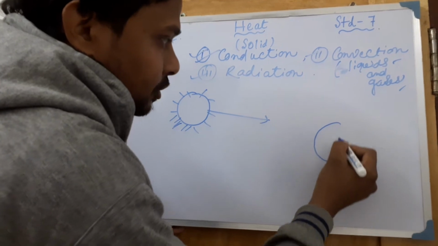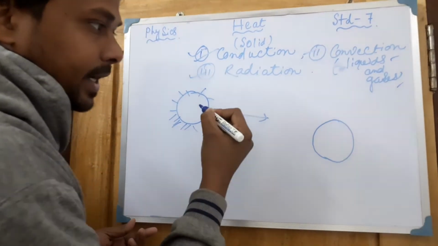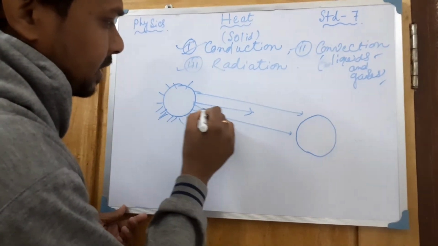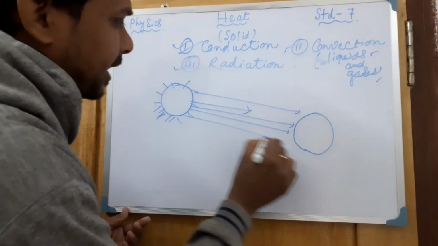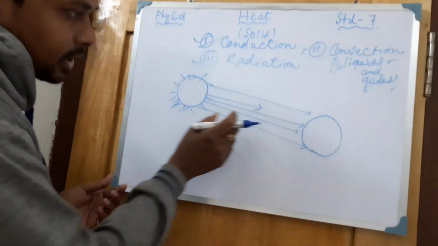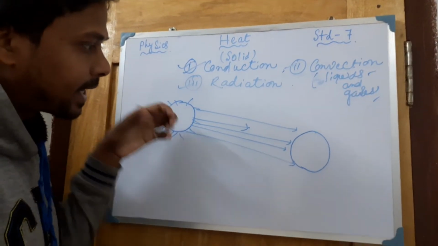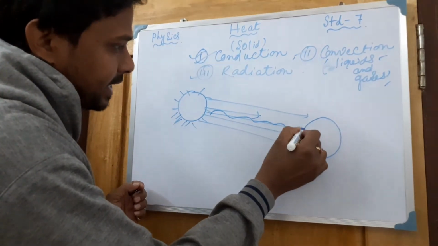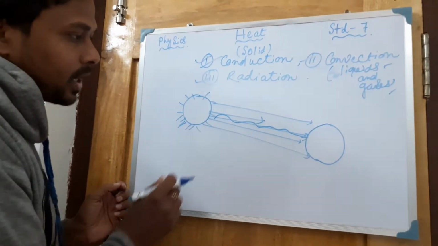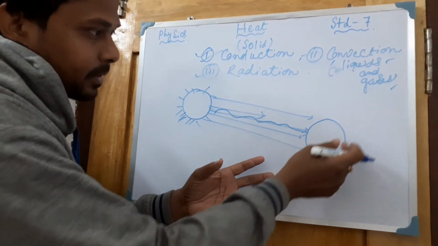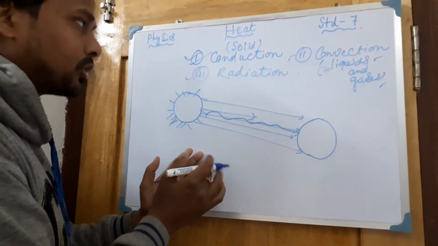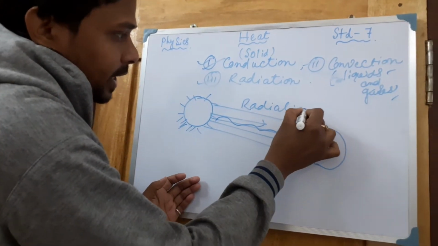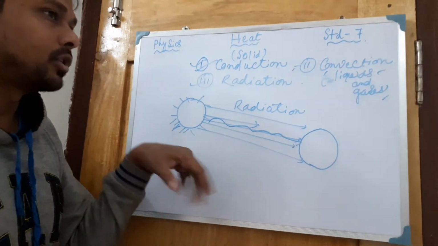Suppose this is the surface of earth, here we are standing. So in this way all the energies are coming without disturbing the medium. All the molecules are getting warmer, and in this way the heat energy wave is coming and giving the heat to the earth surface. This process is called the radiation process. So these are the three processes of heat transfer.